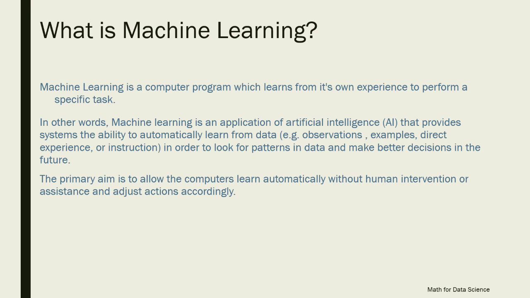If you see the definition of machine learning, it is a computer program which learns from its own experience to perform a specific task. This is like an official definition.